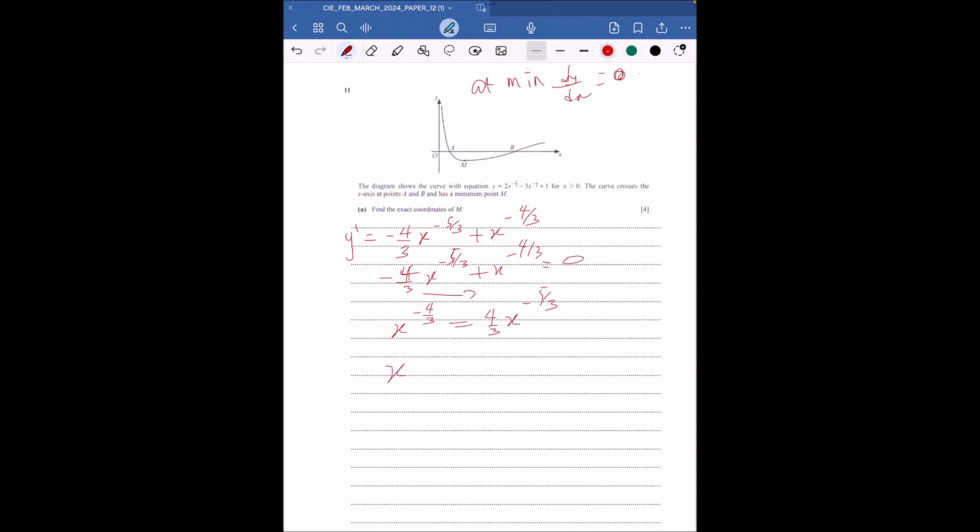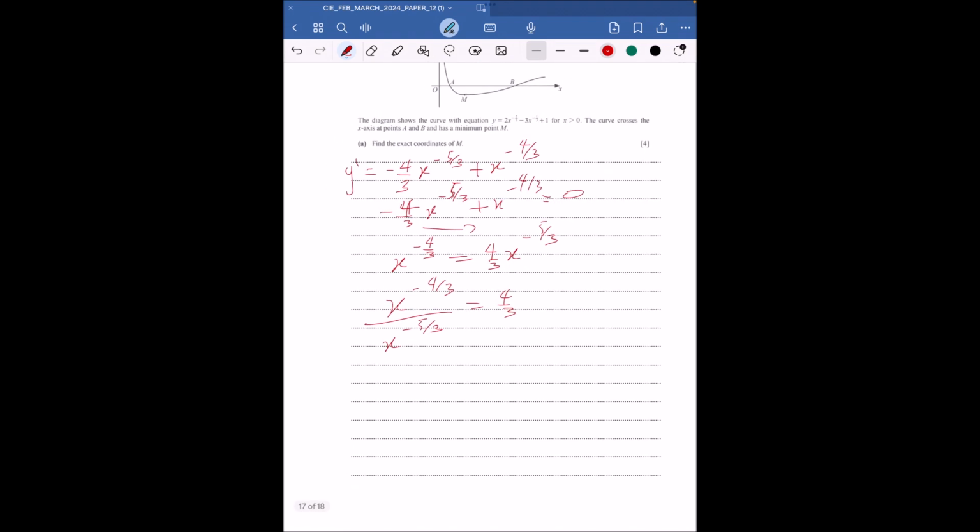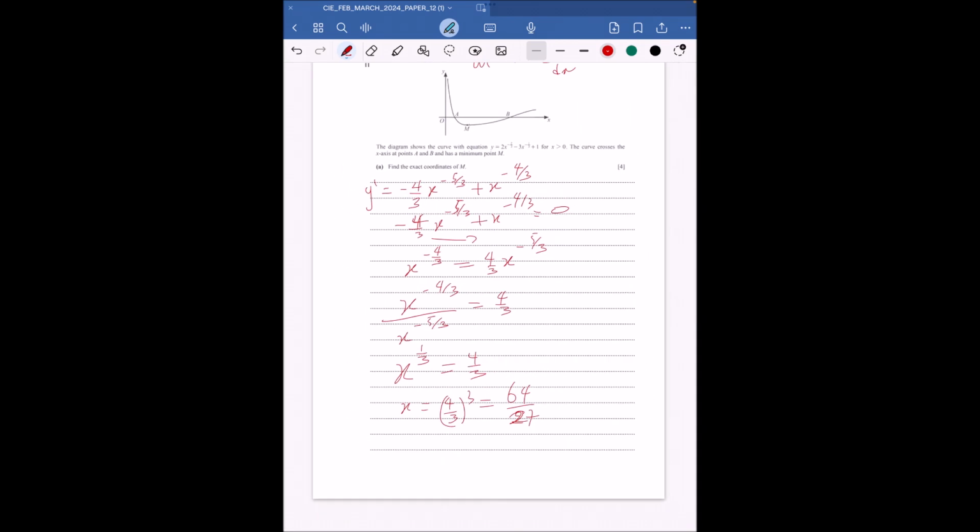So you divide. x minus 5/3 equals 4/3. So x, so minus 4/3, minus 5/3 will be plus, so 1/3 equals 4/3. So x is 4/3 to the power of 3, which is 64/27. So that's x, the exact coordinate.